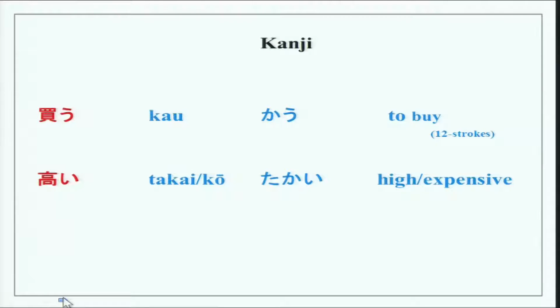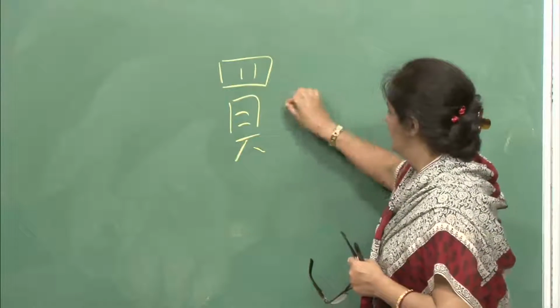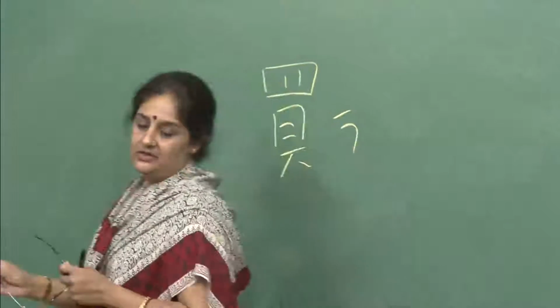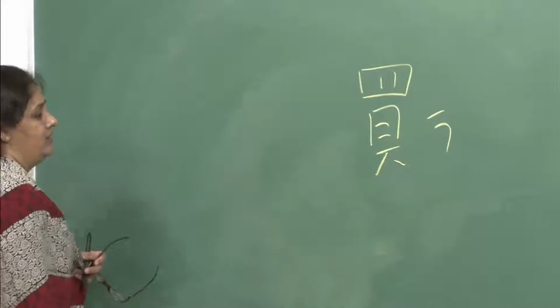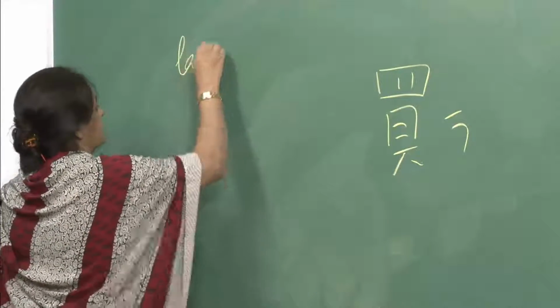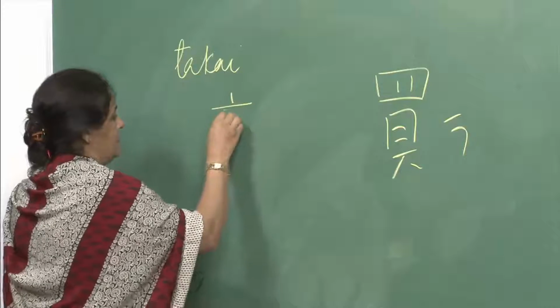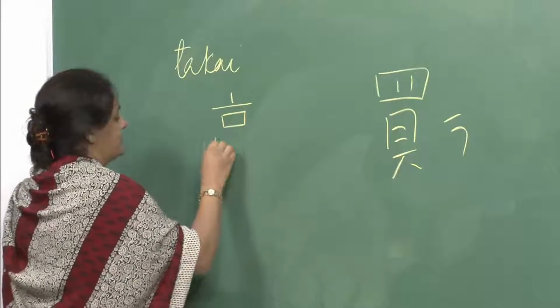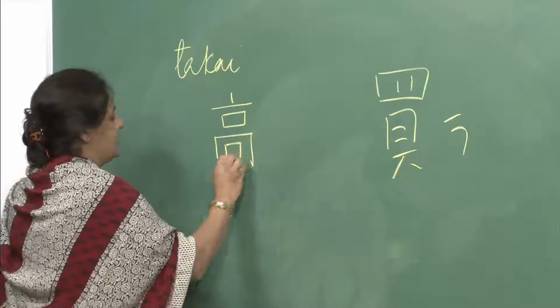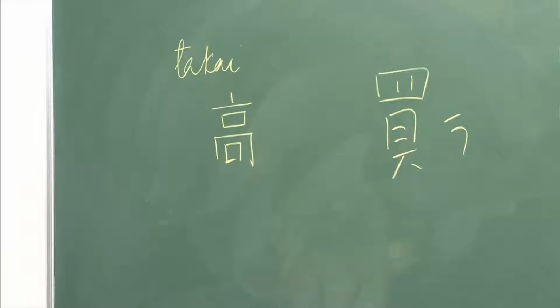Let us see what is the next one. It is takai or kou. Well, there are more readings to this character kau, but we will only do one reading over here for the time being, to buy, which is kau. The second character that we have over here is takai. 1, 2, 3, 4, 5, 6, 7, 8, 9 and 10. So, this is a 10 stroke character.